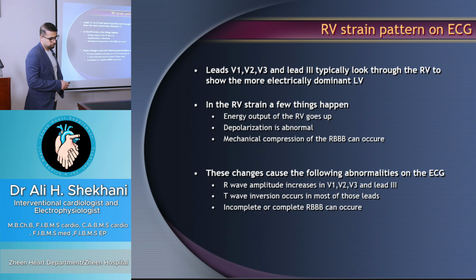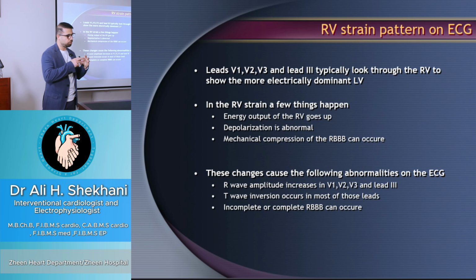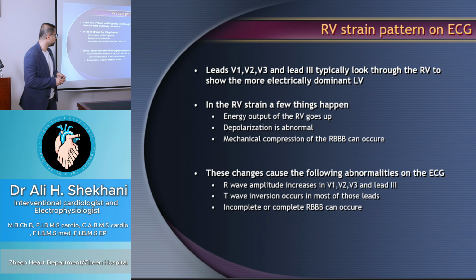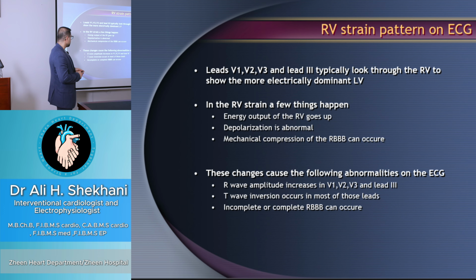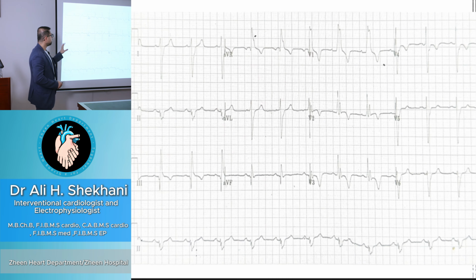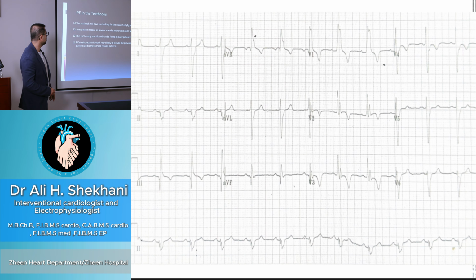Usually, the changes of the ECG in pulmonary embolism are due to mechanical pressure on the conduction system. That's why it becomes incomplete or complete right bundle branch block. This is another example of right bundle branch block. There is positive R in V1 and deep S in V5, V6.